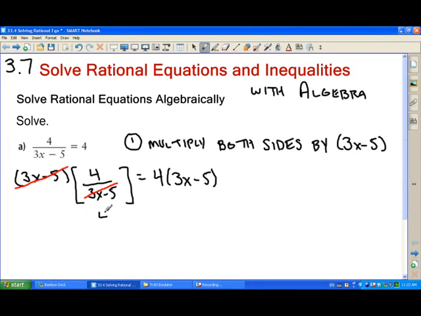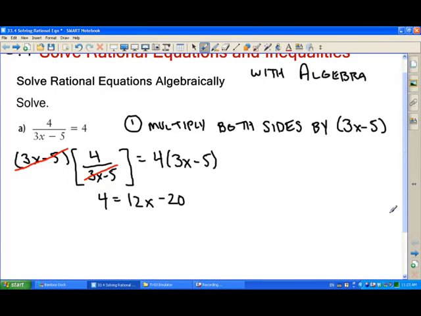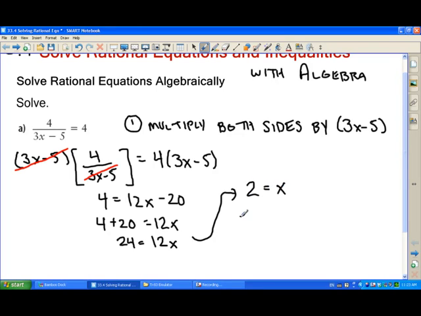So I'm left with 4 equals 12x minus 20. And it's just a matter now of solving for x. So bringing the negative 20 to the other side, I have 4 plus 20 equals 12x, or 24 equals 12x. If I divide both sides by 12, I end up with a solution of x equals 2.